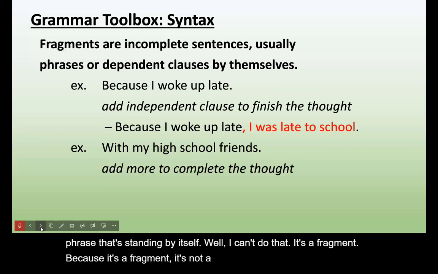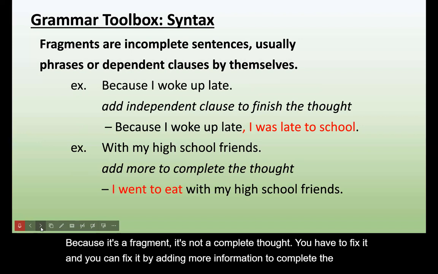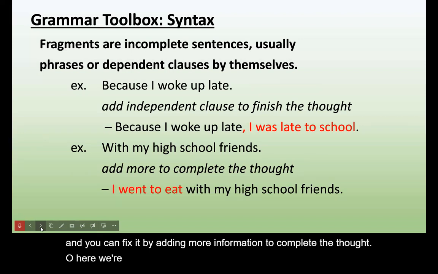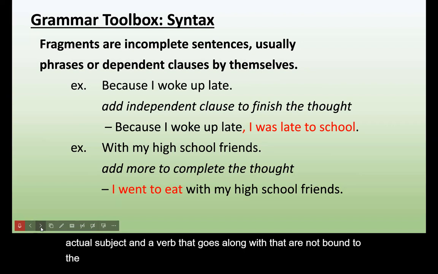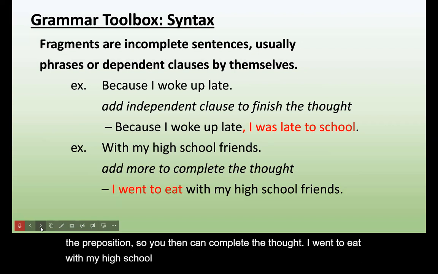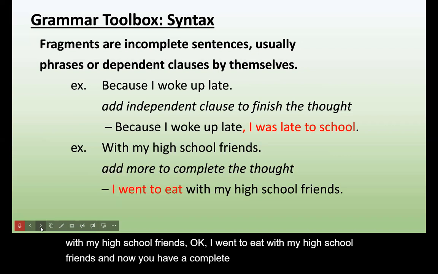You have to fix it, and you can fix it by adding more information to complete the thought. So here we're adding an independent clause so that you have an actual subject and a verb that goes along with that, not bound to the preposition. So you then can complete the thought. I went to eat with my high school friends. Okay, I went to eat with my high school friends. And now you have a complete sentence instead of just a fragment.